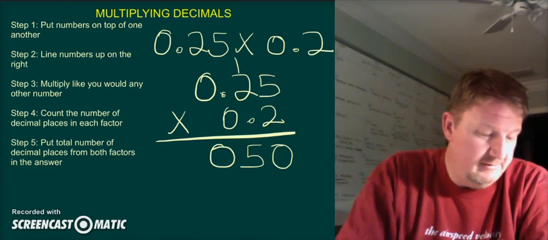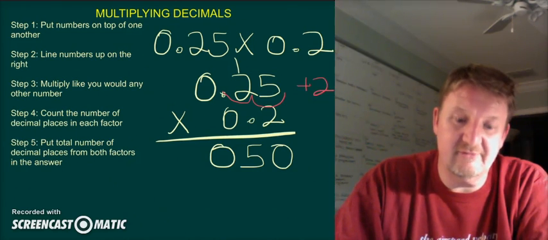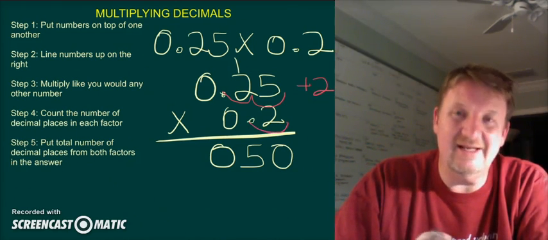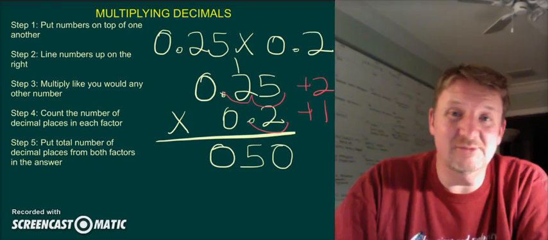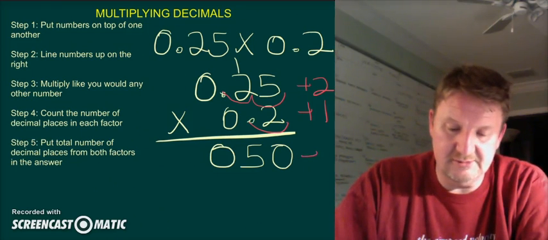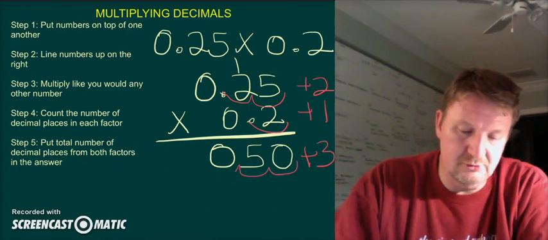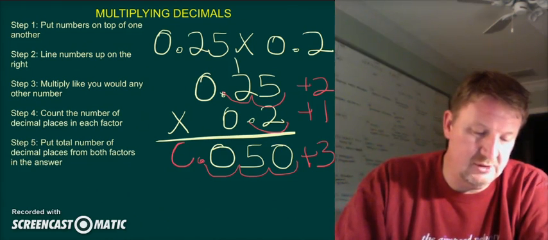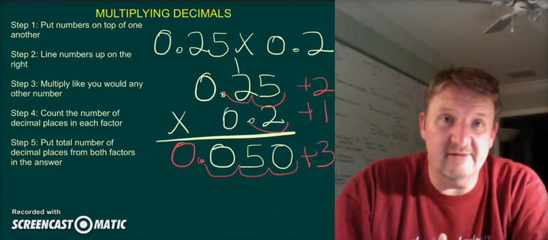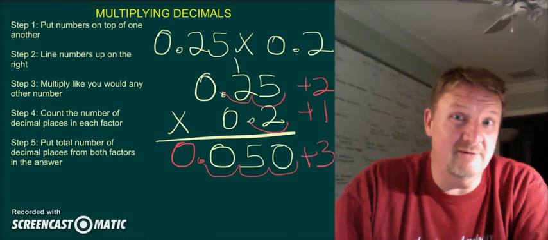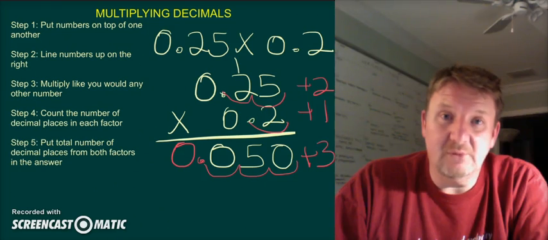So my first factor, we count the decimal places. 1, 2. That means I have 2 decimal places in my first factor. Then I count 1 decimal place in the second factor. That means my answer in this particular problem is going to have 3 decimal places. So I put 3 there. And then I start from the right, and I count to the left. 1, 2, 3. And that's where my decimal goes. And I can go ahead and put a 0 in front. So the answer to 0.25 times 0.2, or actually 1/4 times 1/5, is going to give me 5 hundredths. 5 hundredths.